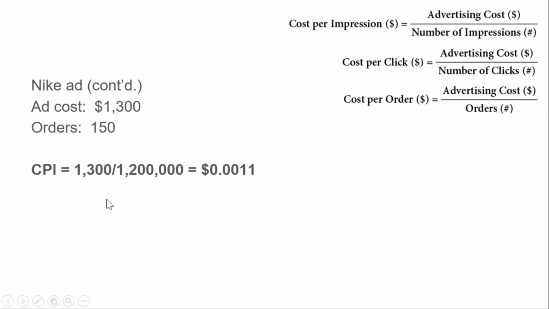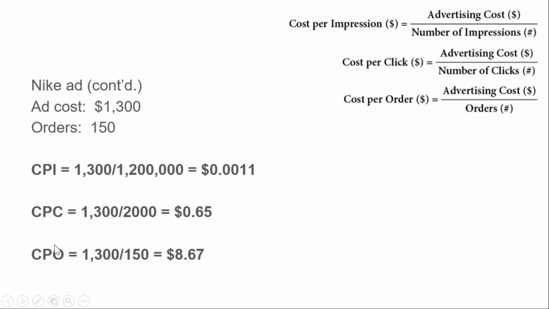We also have cost per click. Basically you take the ad cost and divide it by the number of times the ad was clicked on. In this case, our ad cost was $1,300, and we got 2,000 clicks, from a previous page relating to this example. So 1,300 divided by 2,000 is 65 cents per click.